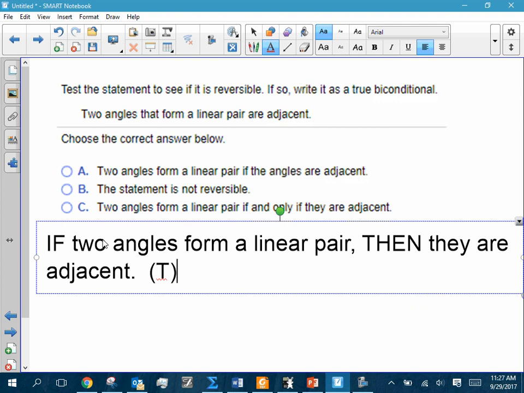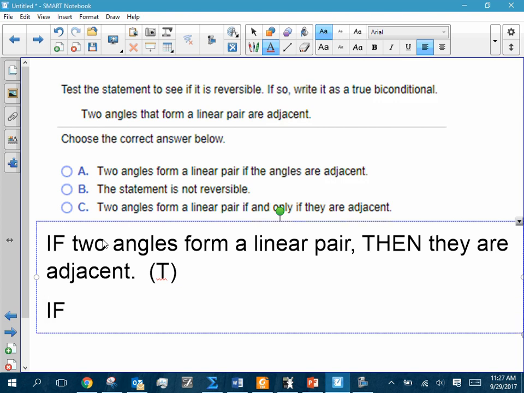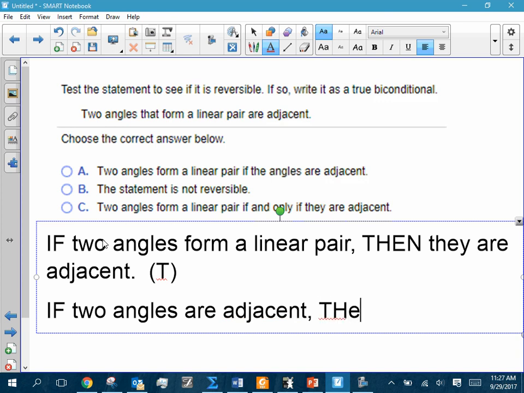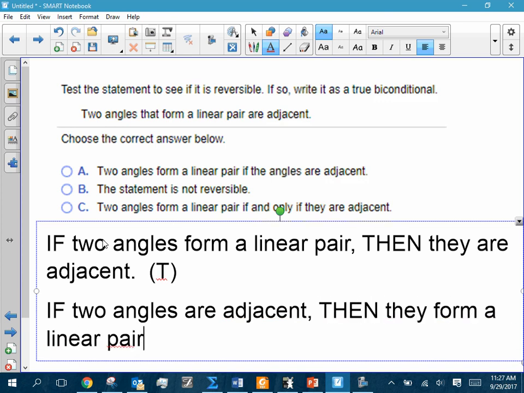If I flip that around, if 2 angles are adjacent, then they form a linear pair. What do you say about that? That is false. Are these 2 angles there?